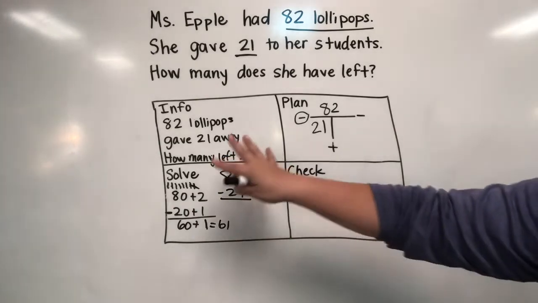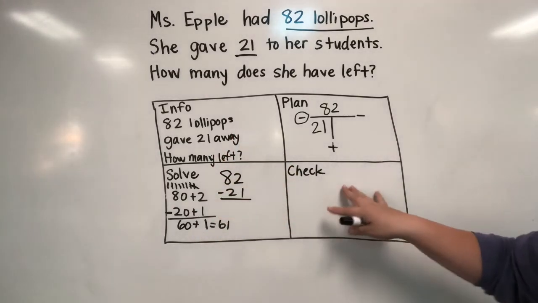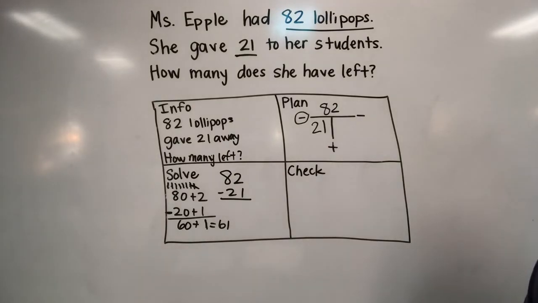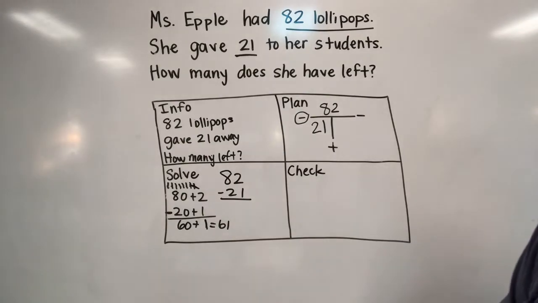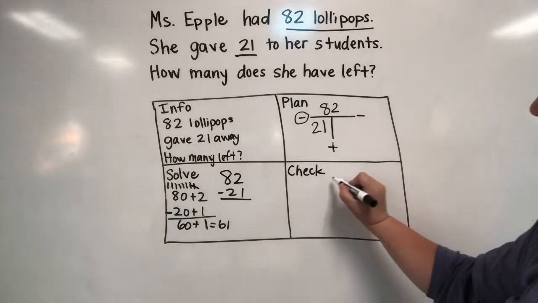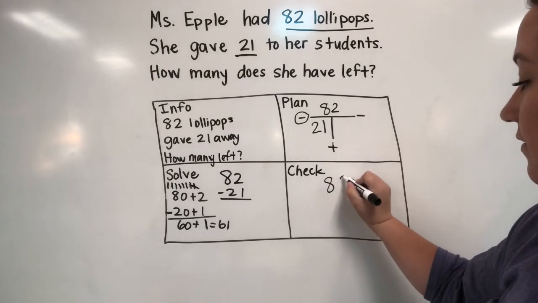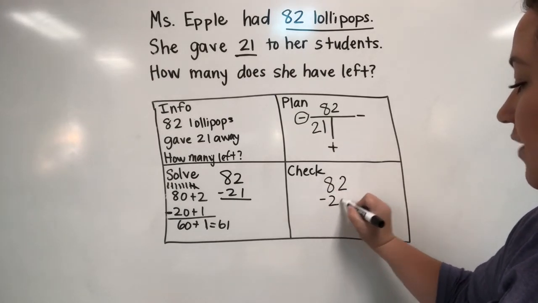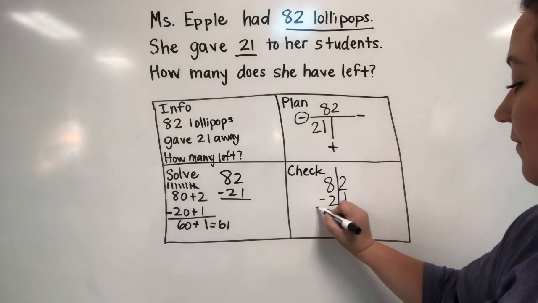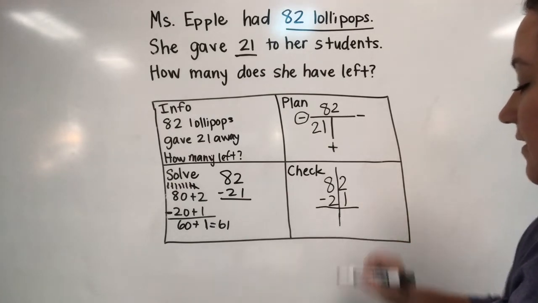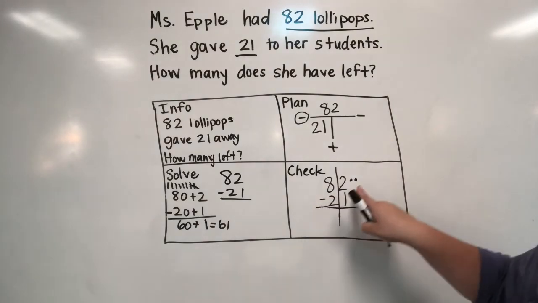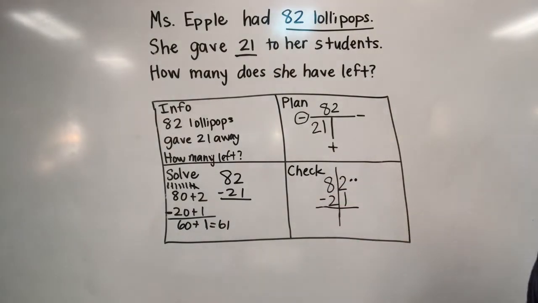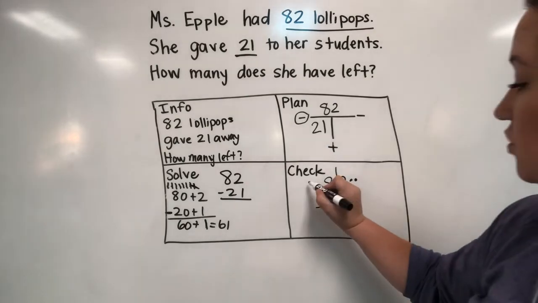But if you didn't get 61, that's okay, because right here we're going to check our work. So I'm going to pick another strategy to solve my problem. I tried expanded form, now I'm going to try a different one. Let's try base 10 blocks. So I still have 82 minus 21, but this time I'm going to draw base 10 blocks to solve it, okay? So I'm going to draw 2 ones, and remember, because I'm subtracting, I'm only drawing the top number because I'm taking away. Okay, and then I'm going to draw 8 tens.